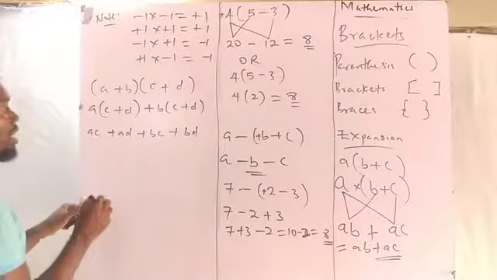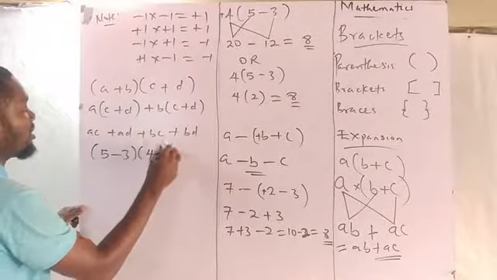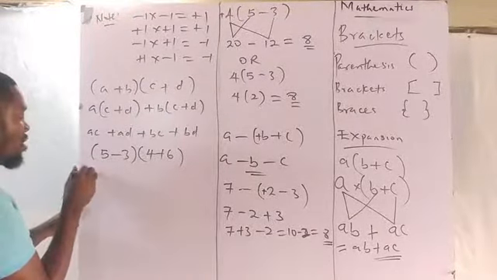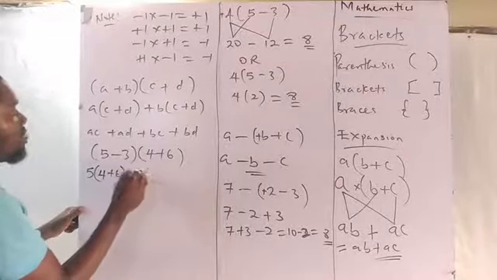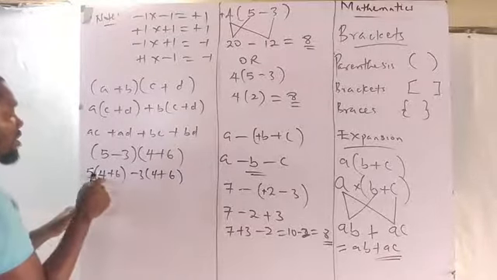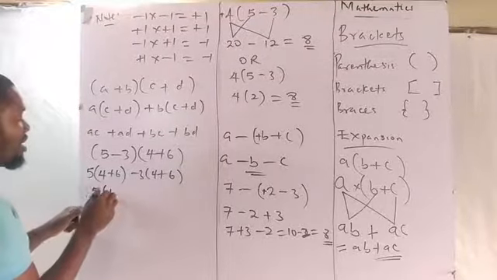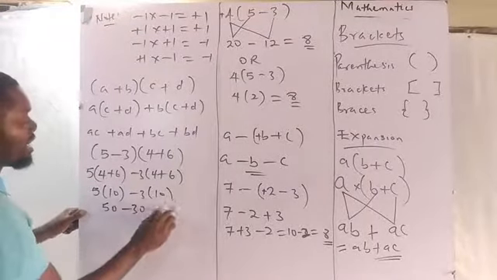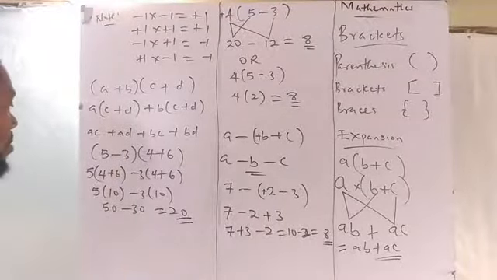And that could also be used for real numbers like (5 minus 3) into (4 plus 6). Take this to be the multiplier. You have 5 is the first number. 5 will multiply everything we have here, 4 plus 6. Minus 3 is the next number, times 4 plus 6. If you decide to work on the numbers inside before expanding, no problem. 4 plus 6 is 10. So you have 5 into 10 minus 3 into 10. So you have 50 minus 30. And your answer is 20. So this is how you deal with expansion of brackets. It's simple to deal with.